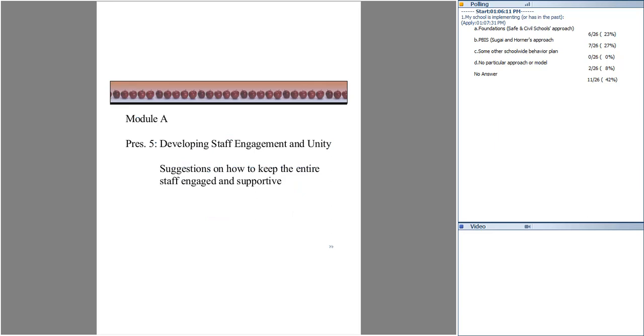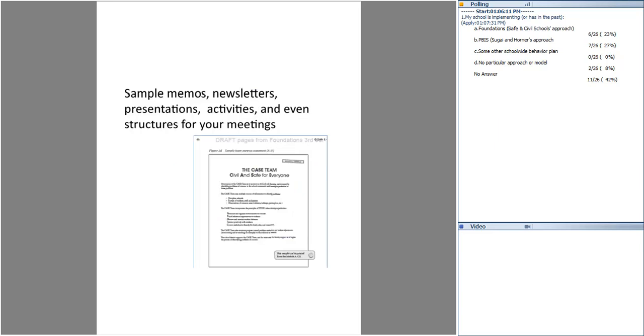Those of you who have been implementing Foundations in the past, here is another major addition that was not included in either the first or second edition. We talked about the importance of staff engagement in Unity, but we weren't as specific. Within revised Foundations, based upon what we've seen from high implementation schools, we've shared a wealth of sample memos from the team to the entire staff, newsletters from the team to the entire staff to keep this work going, sample presentations from the team to the staff, various activities, and even structure for your meetings.